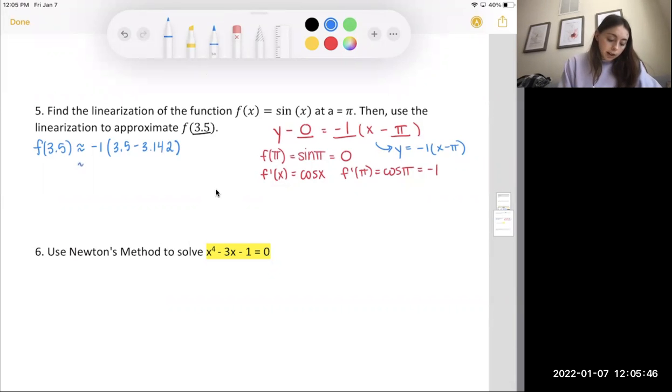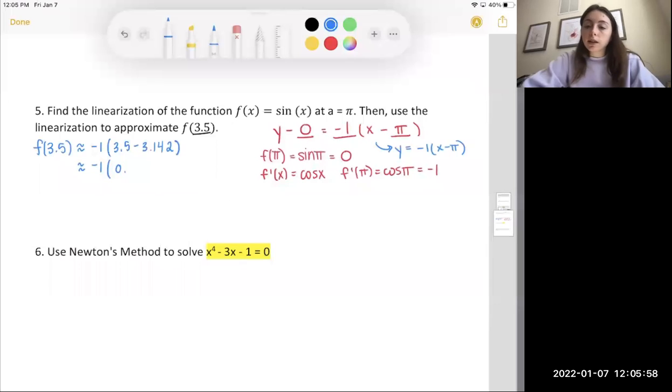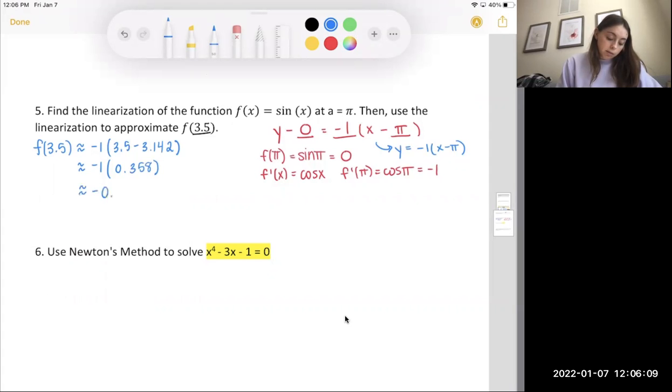So to simplify that, 3.5 minus 3.142 is going to be 0 point, and then I can do 500 minus 142, which gives me, I already did this earlier, 358. So 0.358. And then times -1 means I get -0.358. Okay. So yeah, that's our approximation.